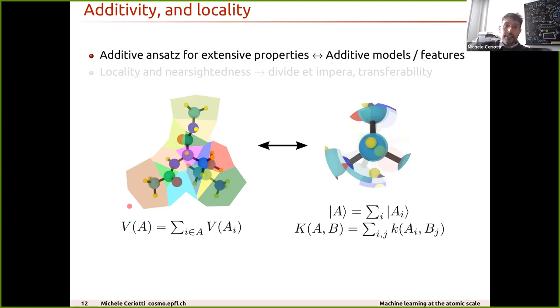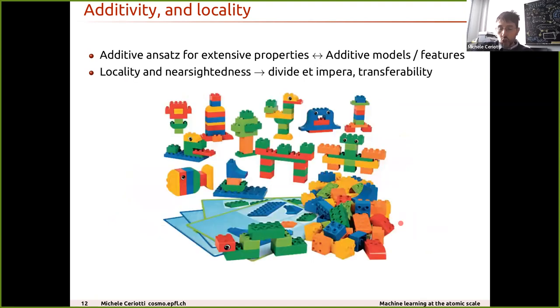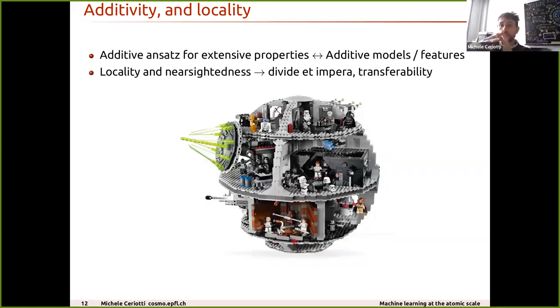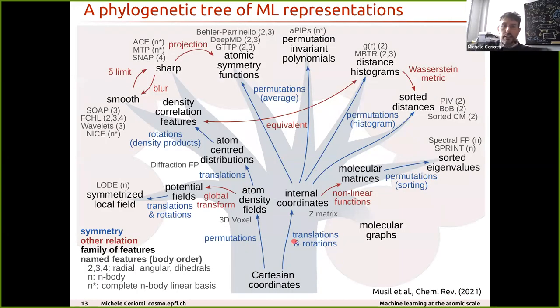So this idea of additivity has a consequence in terms of the structure of your representation, and it also has advantages in terms of the transferability of your model, because an additive construction allows you to implement a divide and conquer modeling strategy. Pictorially, you could see this as allowing you to learn structure-property relationships from small models, and then break those small models apart and put them together into more complicated and potentially more useful forms.